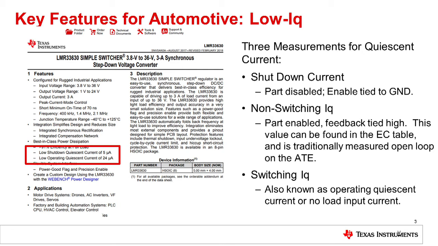Generally, when trying to understand this parameter, there are three key measurements of quiescent current that you're looking for. The first is shutdown current. Shutdown current is when the part is disabled, meaning enable is tied to ground and the part is completely off. The second is non-switching IQ. This is when the part is enabled and the feedback pin is tied high, and in turn the device is not switching. This value can be found in the electrical characteristics table and is traditionally measured open loop on the automated test equipment at production.